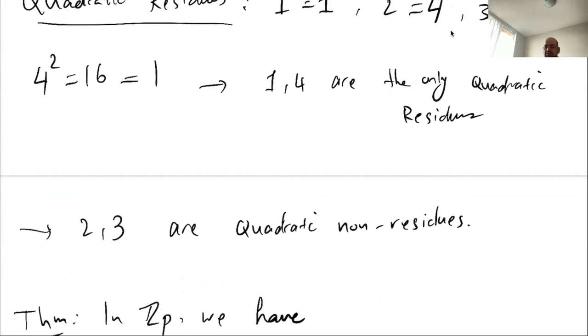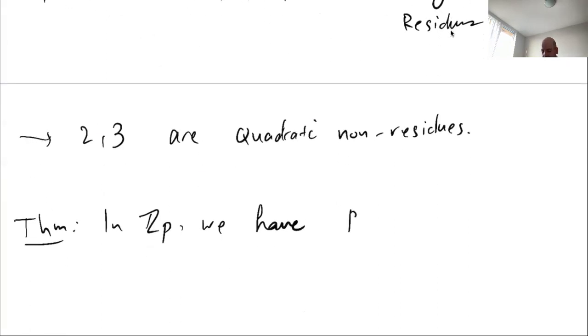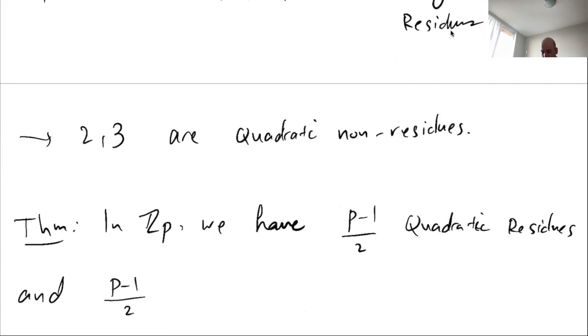So in Zp, first, we said we have to exclude 0. So other than 0, we would have p minus 1 numbers. Now half of these will be quadratic residues and half of these will be quadratic non-residues. So in Zp, we have (p minus 1)/2 quadratic residues and (p minus 1)/2 quadratic non-residues.